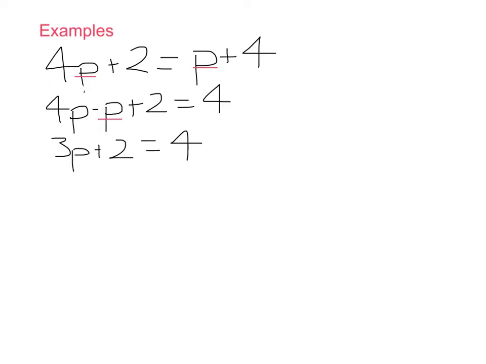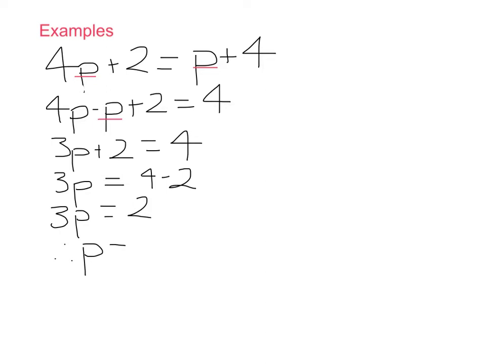Then it's simply a matter of working out the equation like we did before, doing the inverse. With 3p, we've got a positive 2 here. Addition, what's the opposite of addition? Subtraction. 4 minus 2, so 3p equals 2. The 3p is multiplication, and the inverse of multiplication is division. So 3p equals 2, therefore p equals 2 over 3, or 2/3. Simple as that, guys.